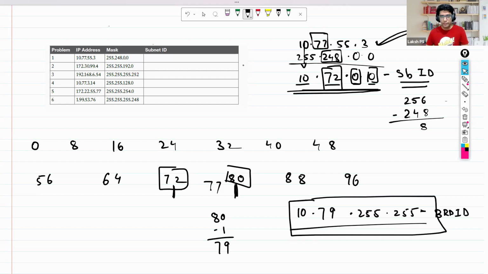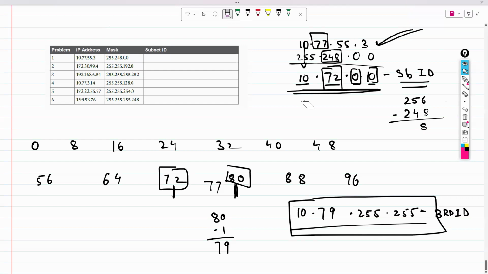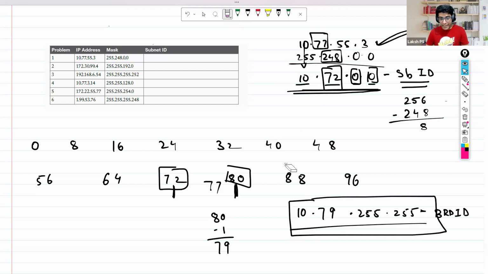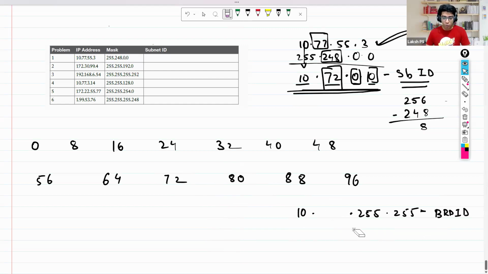Yeah, Naresh. Broadcast ID means it is the last IP address, right? So it should be 10.80.255.255, right? No, not 80. 80 is the network ID for the next subnet. Now, since you have asked that question, let me explain what these multiples also mean.